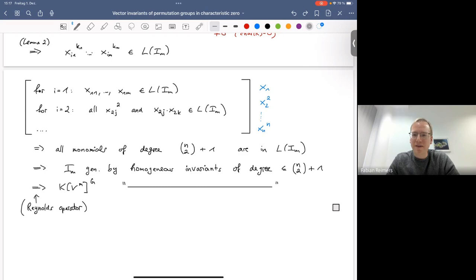Thanks for the comment by Benjamin that in characteristic 0, Göbel's bound was proven much earlier, actually. Yeah, I wasn't aware of that.